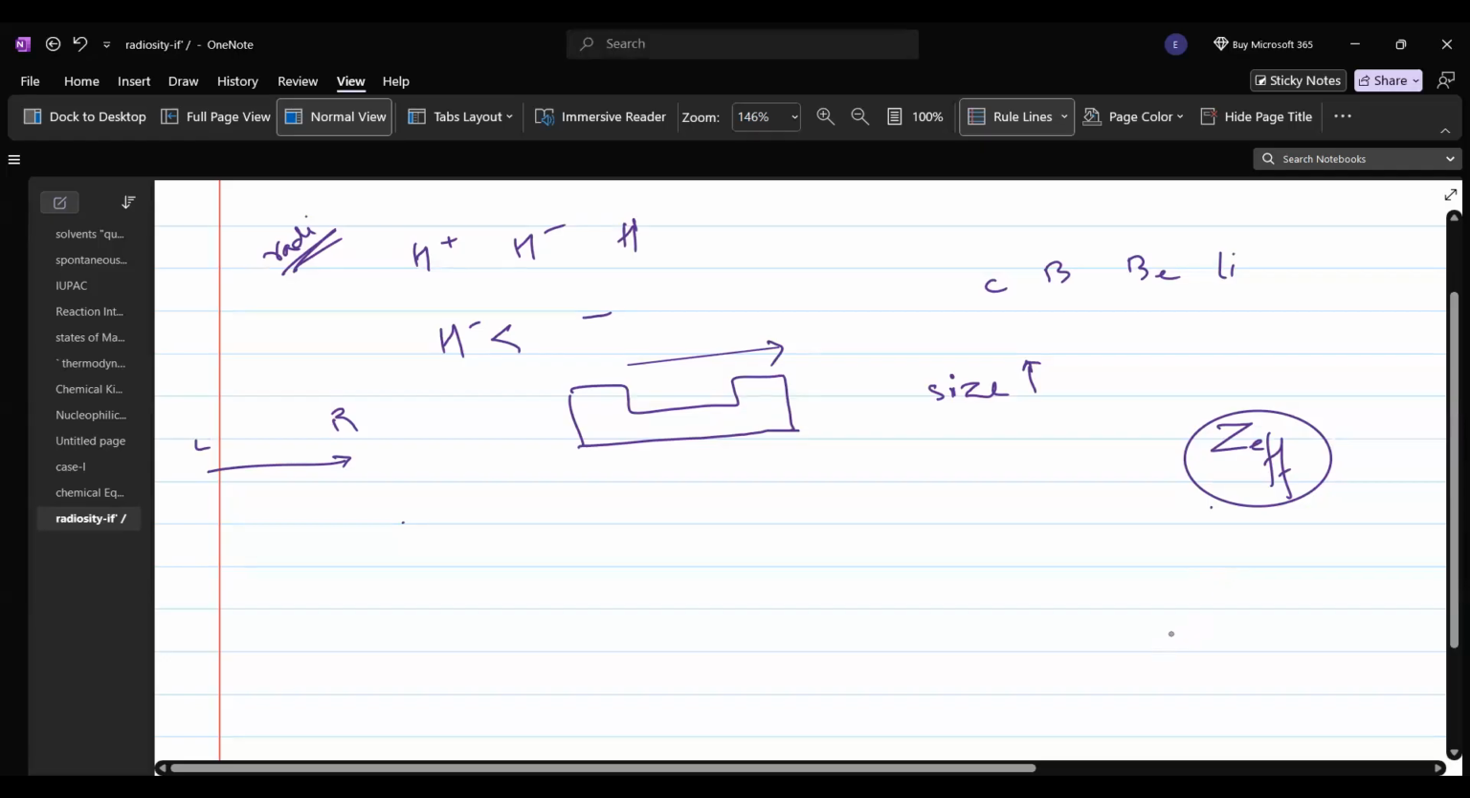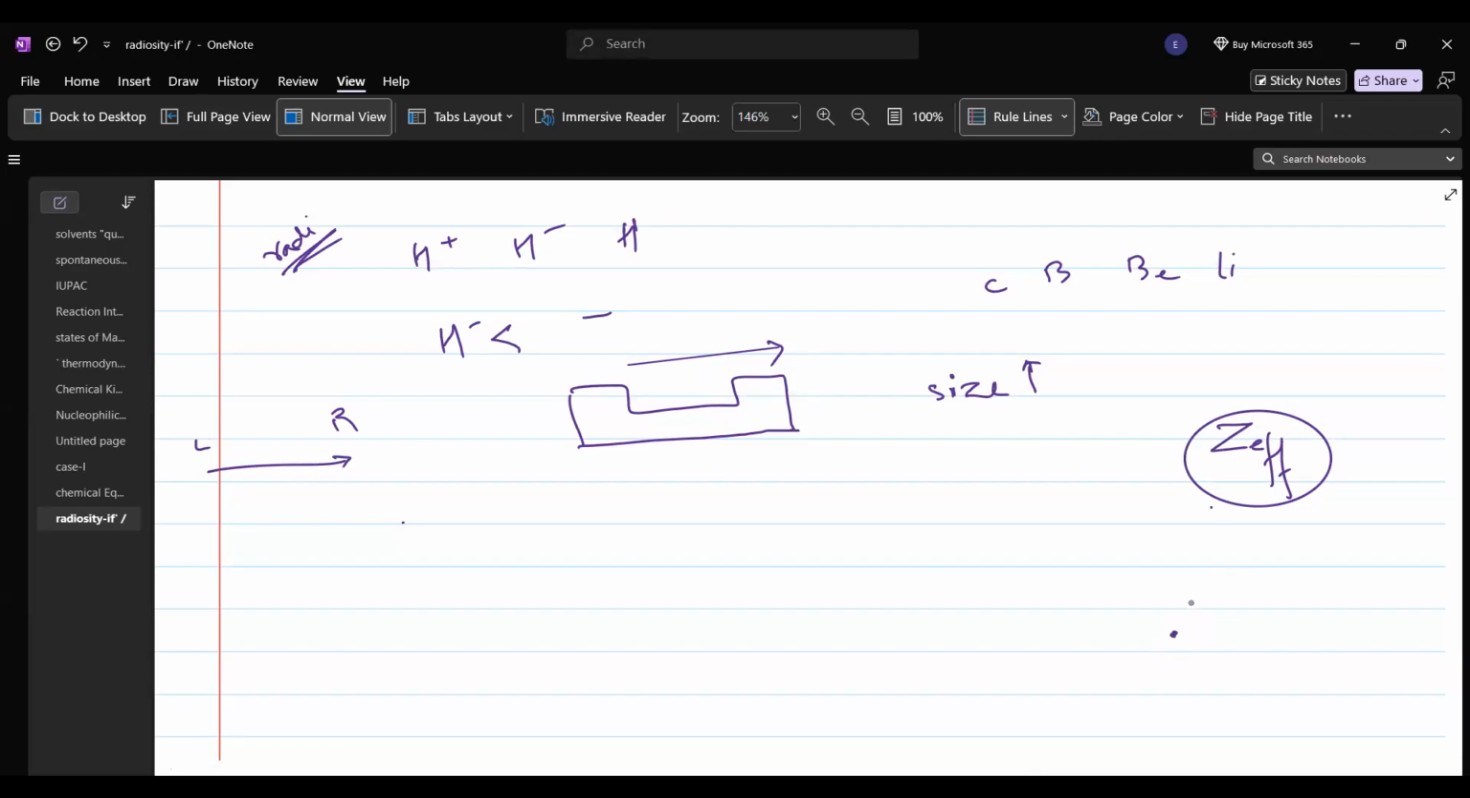Okay, so you know it. So we have to revise: in every periodicity topic, like ionic radius, atomic radius, electronegativity, electron affinity, ionization energy, everything is somehow connected with Z effective. You have the understanding of Z effective, right? You're not just mugging it up. You understand it, right? Yes, sir.